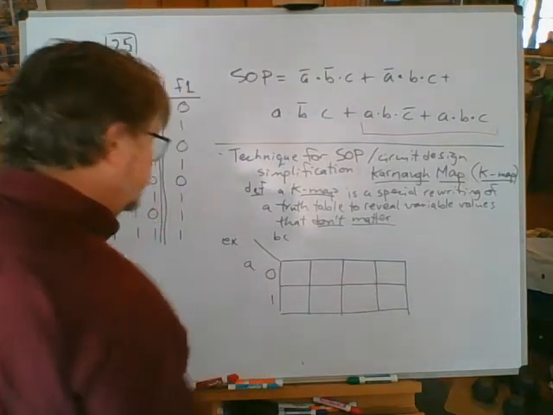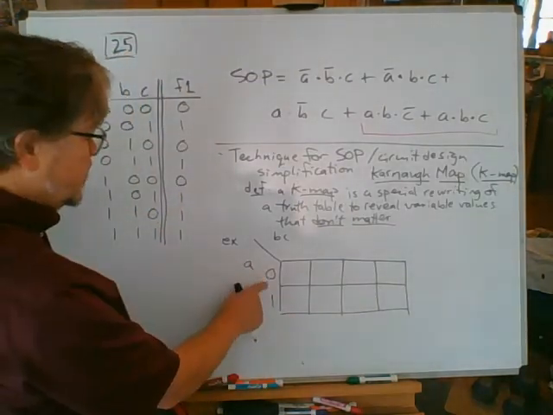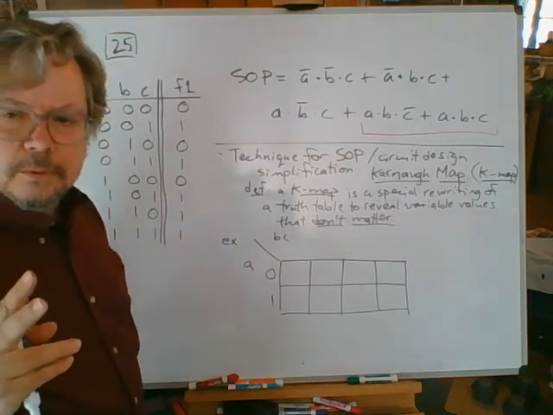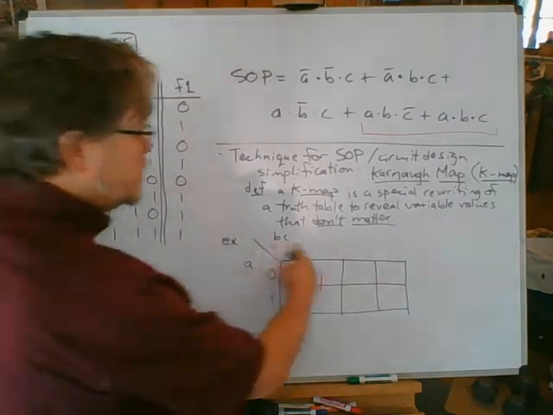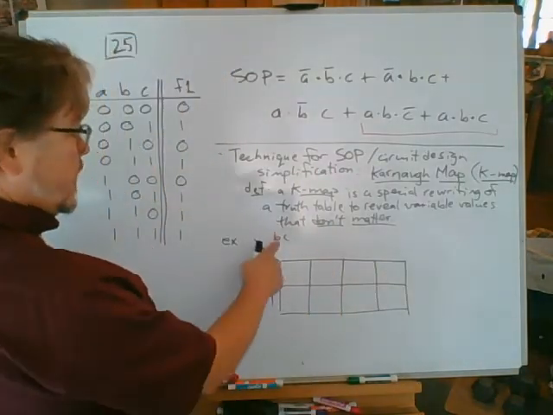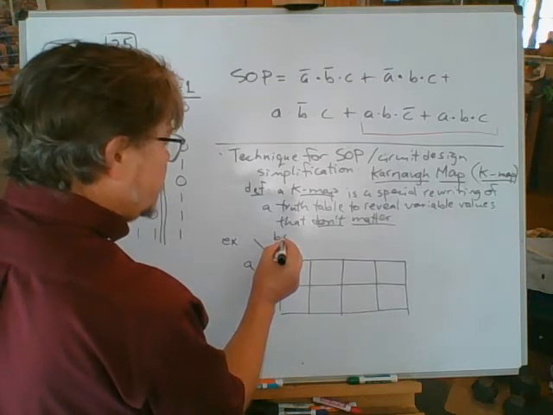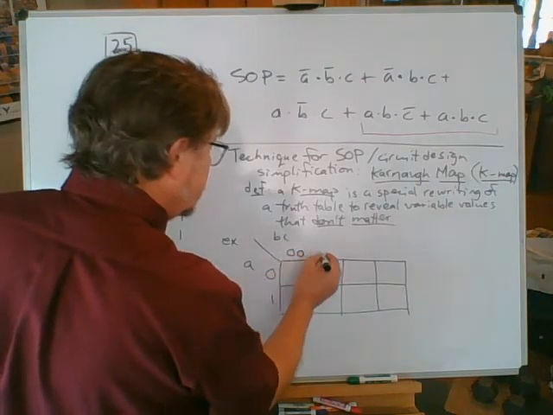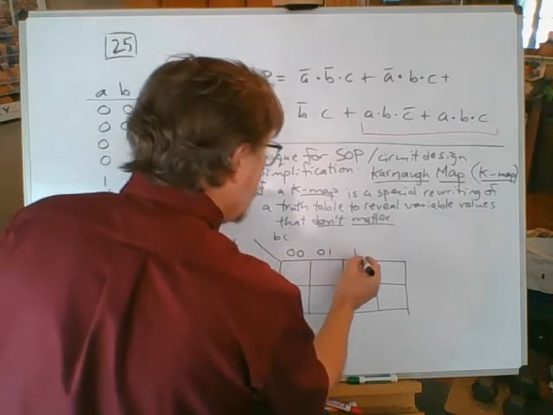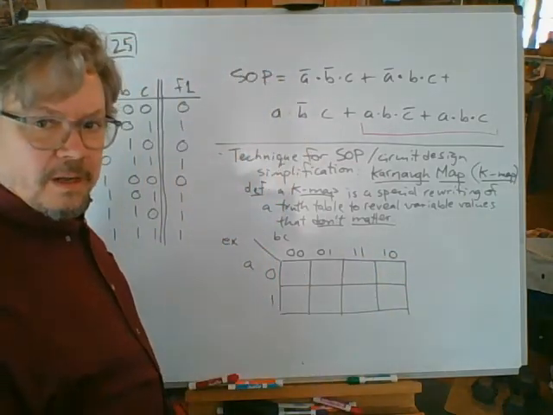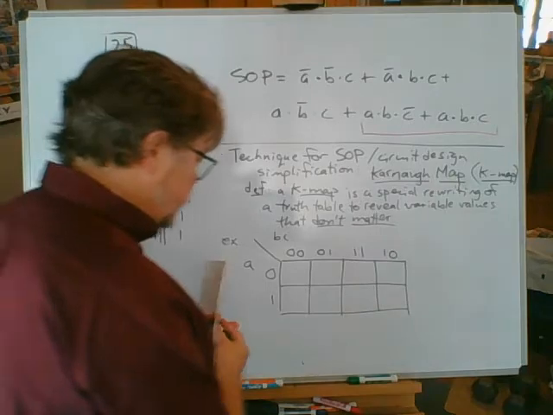0, 1. A value 0, A value 1. BC, that's 2 digital logic variables, 2 binary variables. So there are 4 possibilities. How handy. We'll label the columns with the different values of BC. Now watch this carefully. Be careful. Don't get ahead of me. 0 0, 0 1, 1 1, 1 0. An extra for experts in a different color.